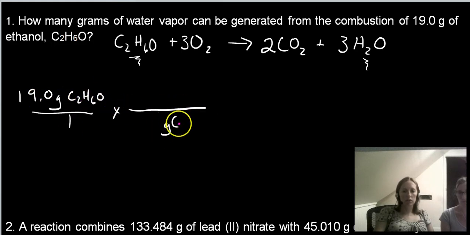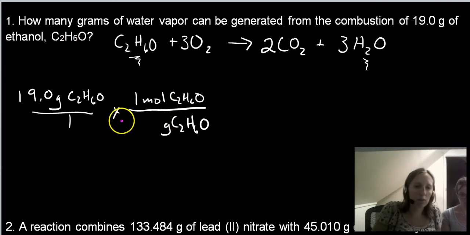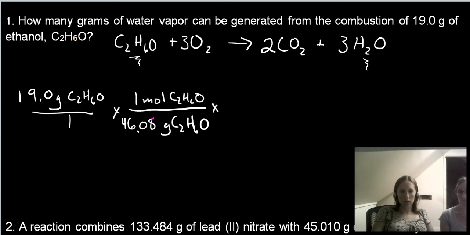Bring down your unit. And that's equal to 1 mole of C2H6O. This is the molar mass equality. And I believe that the molar mass is 46.08. Then you need to get from this compound to this compound. Bring down your unit.